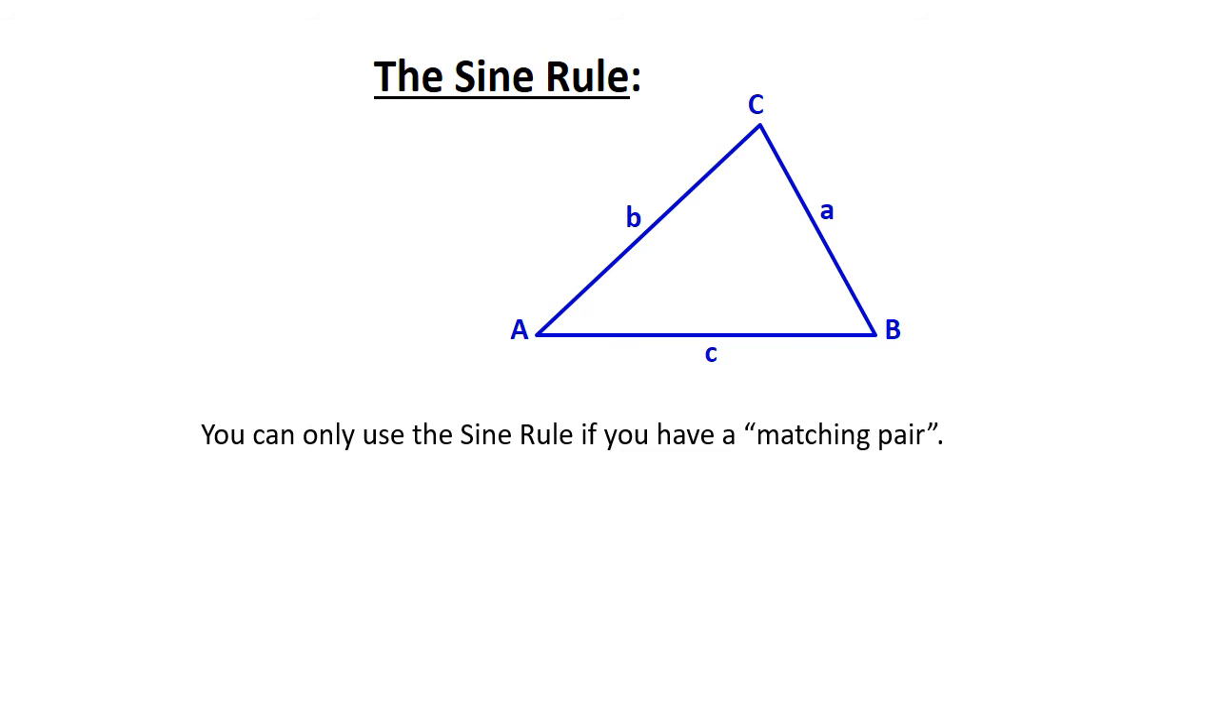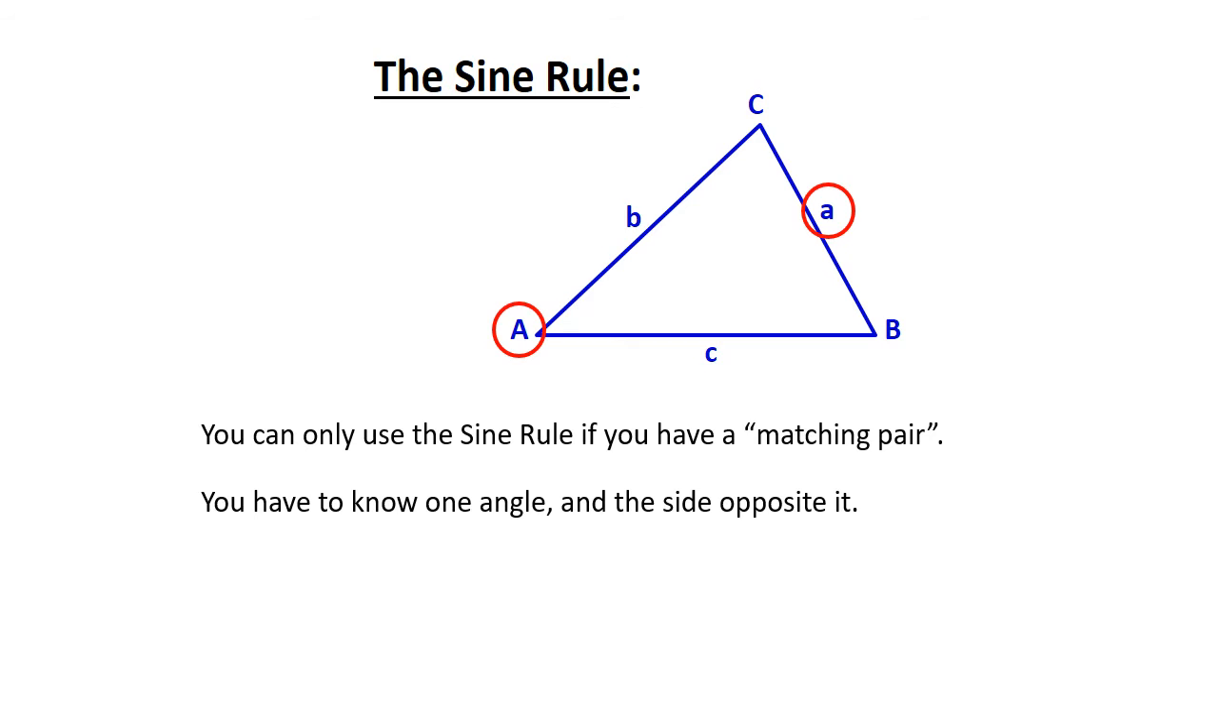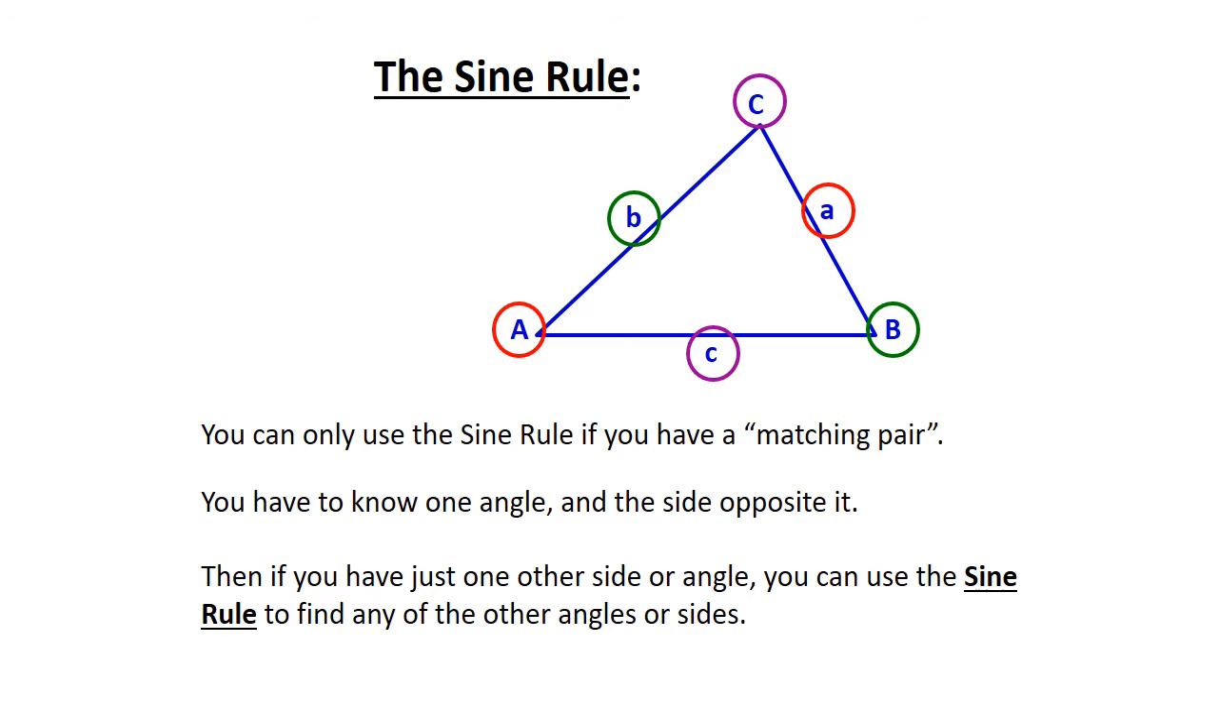So you can only use a sine rule if you have a matching pair. Okay, so one angle and the opposite side to it. So like these, or these, or these. And then if you have just one of a side or angle, you can use the sine rule to find any of the others.